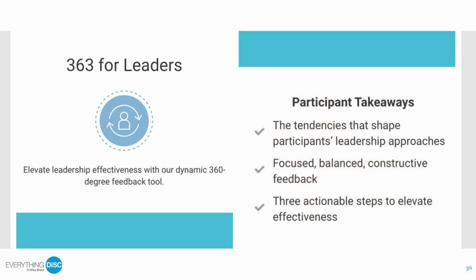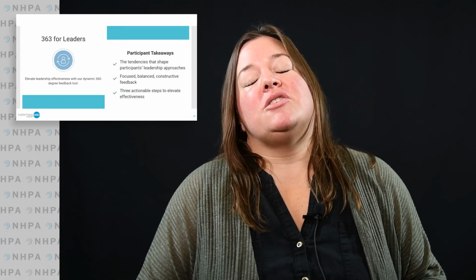And last is what we call our 363 for leaders. You may have been familiar with the 360, and this is very similar to that, but it comes with a little extra kick. So this will help elevate the leaders to be more effective, and it really is a really helpful 360 dynamic tool. The reason why it's called 363 is it actually comes with 3 actionable items to elevate your own personal effectiveness. So 3 takeaways that you can walk away with right away and try to put into place.